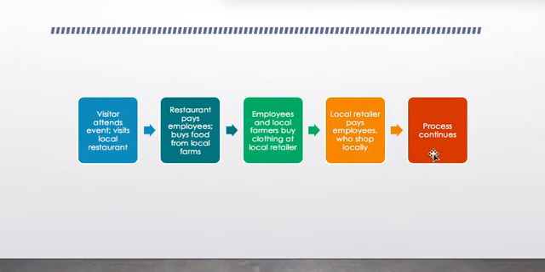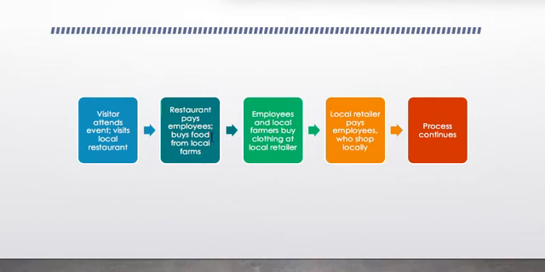So here's a little chart to kind of give you an idea, right? So visitor comes into town, spends their money at a local restaurant after they attend an event, right? That money that goes to the restaurant is then paying the employees, right, or is used to tip the employee.